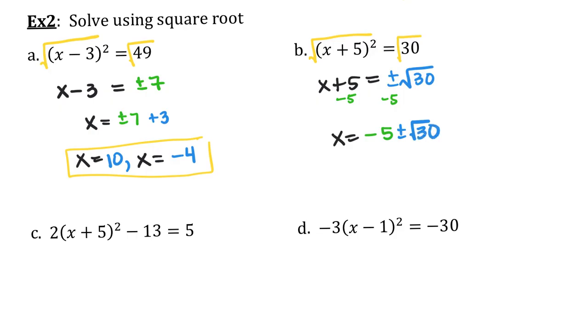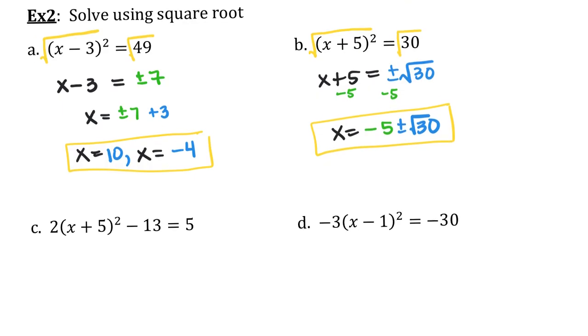Okay, and this represents 2 answers. This is negative 5 plus the square root of 30, which is some decimal, and negative 5 minus the square root of 30, which is a second decimal. Okay, and you don't have to put the little minus 5 here, so I'm putting them to show you what I did. Okay, let's do a couple more.